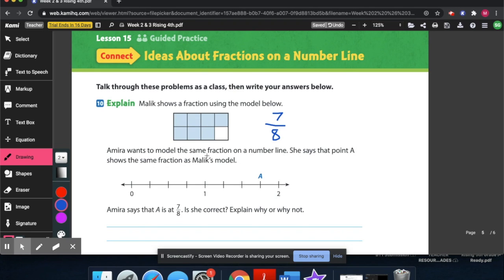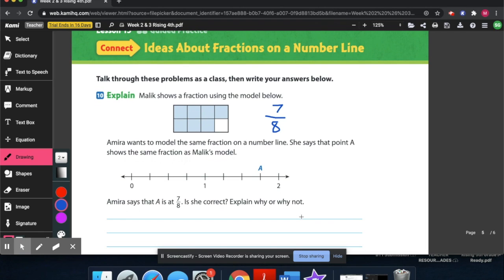Amira wants to model the same fraction on a number line. She says that point A shows the same fraction as Malik's model. Amira says that A is 7/8. Is she correct? Explain why or why not. Some of you are going to count right away how many equal parts there are, and you're going to go, okay, there's 8 equal parts, and she's at 7, so that's 7/8. Okay, she's correct. Hold your horses. I'm about to show you why she is not correct.